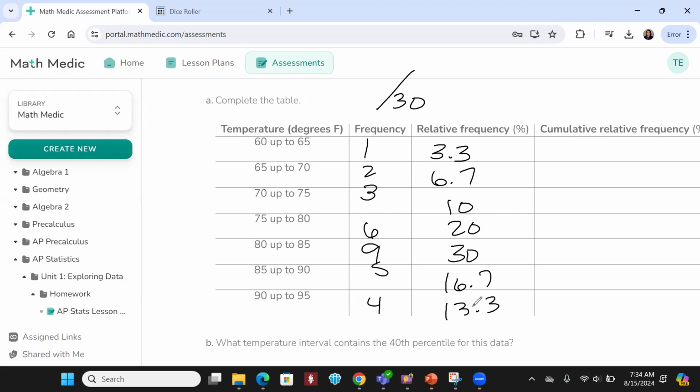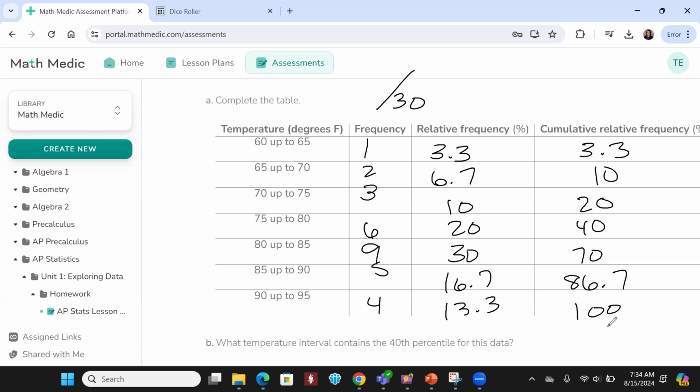Everybody good on that? Okay, now yesterday we talked about cumulative relative frequency, which means that we're going to take the previous and add it to the one that we're currently talking about. So for instance, there's nothing previous than this. This is just going to be 3.3. If we add these 2 together, that's going to give us 10. If we add these together, that's going to give us 20. Then 40. Then 70. And then add these together, that's 86.7. Add all of that together, it should equal 100. If you don't get a 100 down at the bottom, you did something wrong. Cool? All right.